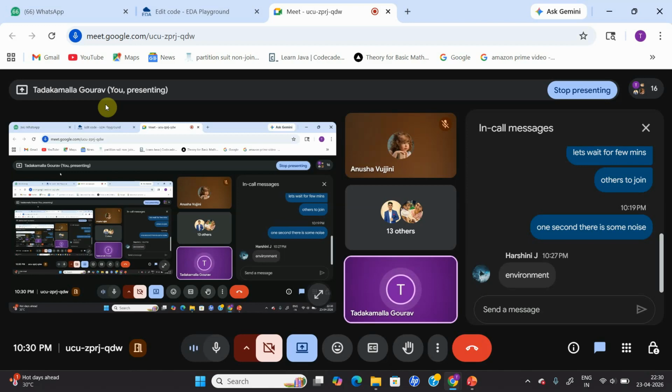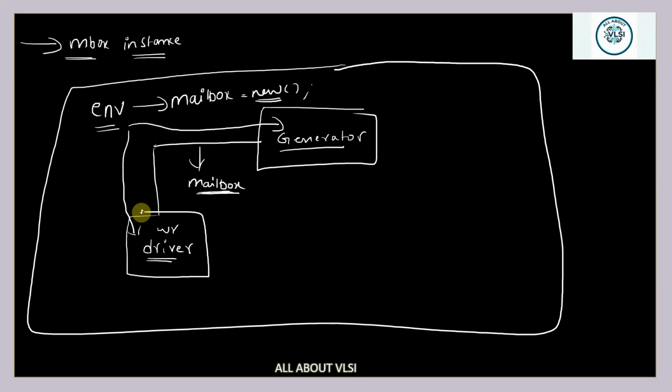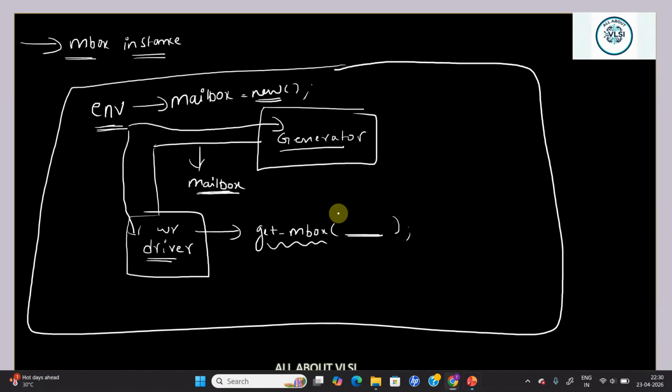Yes, we can use any method. For example, instead of using new in the write driver, I can declare a method known as get_mbx method, which expects a mailbox handle. Inside my environment, using the write driver instance, I will call this method and pass this instance. That's it. There is no need of using new now.